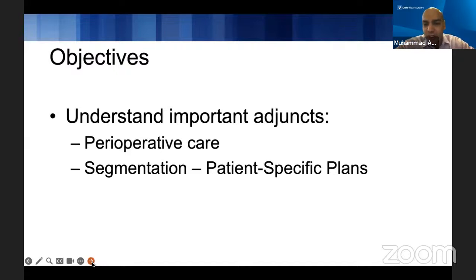So in terms of objectives, today we want to talk about some important adjuncts to making sure that spine surgery is safe and efficient. We can talk about perioperative care, and then we'll talk about newer things that we're doing in terms of spine segmentation, which really allows us to do patient-specific plans.